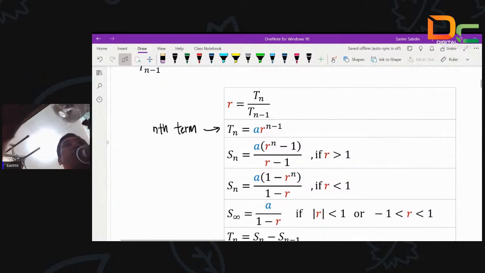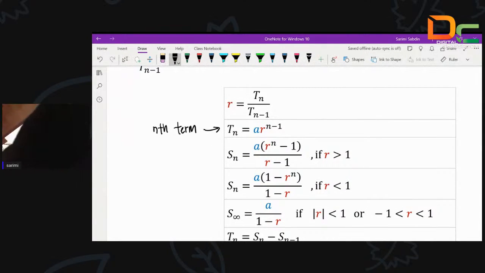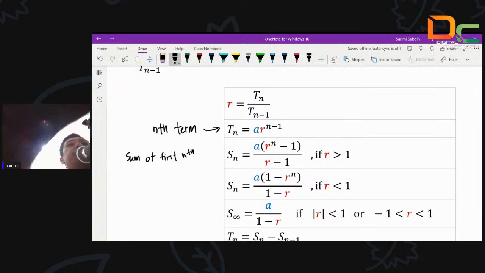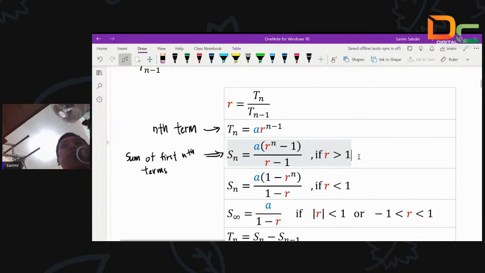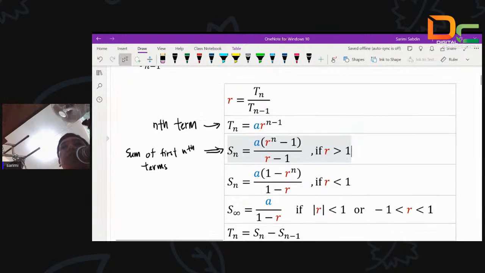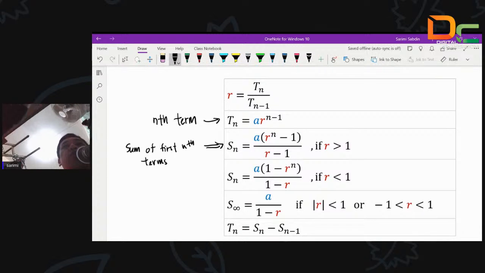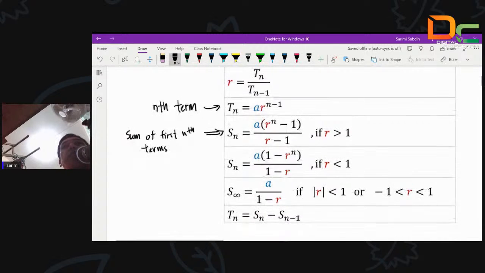Alright, and the same with the arithmetic, we also have the formula for the sum of the first n terms, or in short, we call it Sn. For geometric progression, we have two types of Sn. The first one is when R is greater than 1. When R is greater than 1, we use this formula where we take R to the power of n minus 1 over R minus 1. For when R is less than 1, we use the formula 1 minus R. So make sure you take the correct formula according to the value of R that you have.